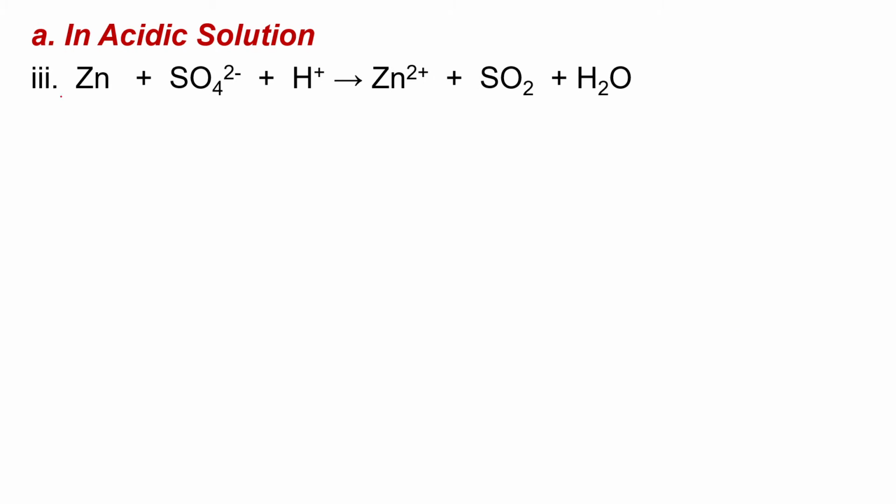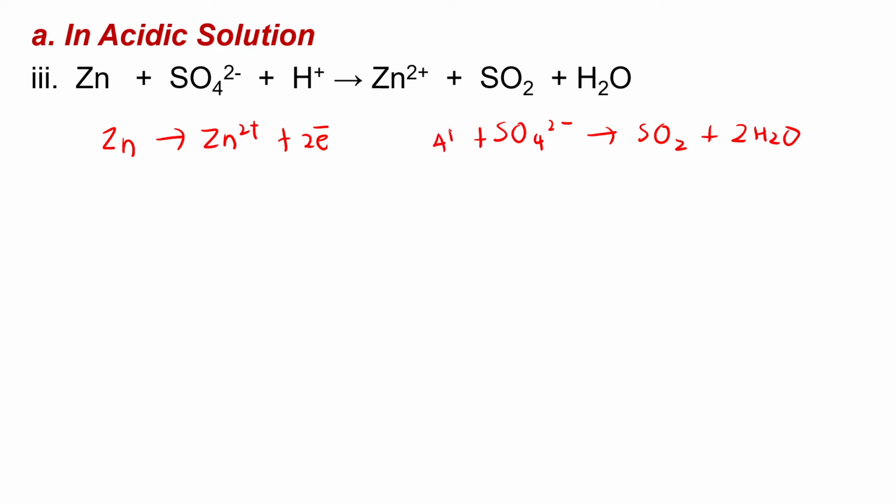So divide into two half equations. Zinc produce zinc 2 plus. SO4 2 minus produce SO2. So one zinc, then we add 2 electron to balance for charge. So 1S, 4O, 2O. So we add 2H2O. Then we have extra 4 hydrogen, so we add 4H plus.